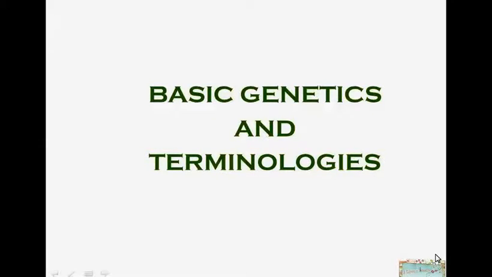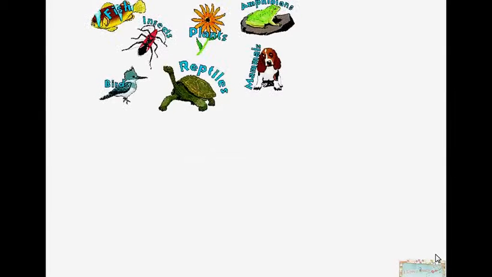This is the second part of my video on genetics, and in this part I will be covering basic genetics and the various terminologies associated with it. So let's begin. There are millions of species living on Earth, and they possess millions of different traits and characteristics, most of them inherited from their parents, and some of them are new.